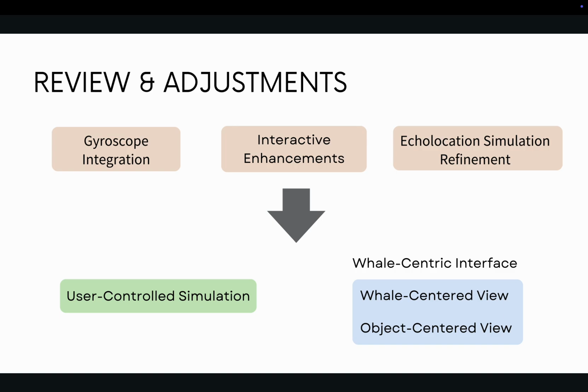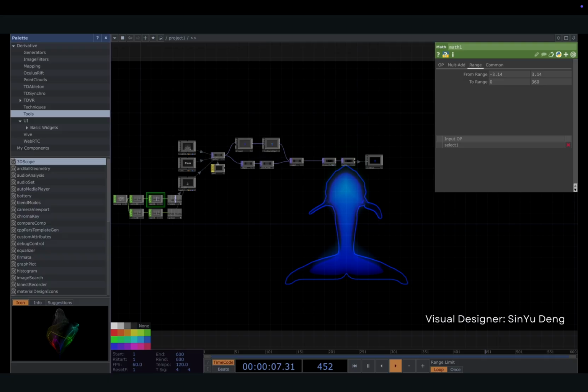The whale-centered view means that the user experiences the ocean from the whale's perspective, controlling its movement and interaction. And for the object-centered view, the user simulates the perspective of stationary objects or other marine animals and interacts with the moving whale, offering a dynamic contrast in experience. So, moving on to our user-controlled hologram.